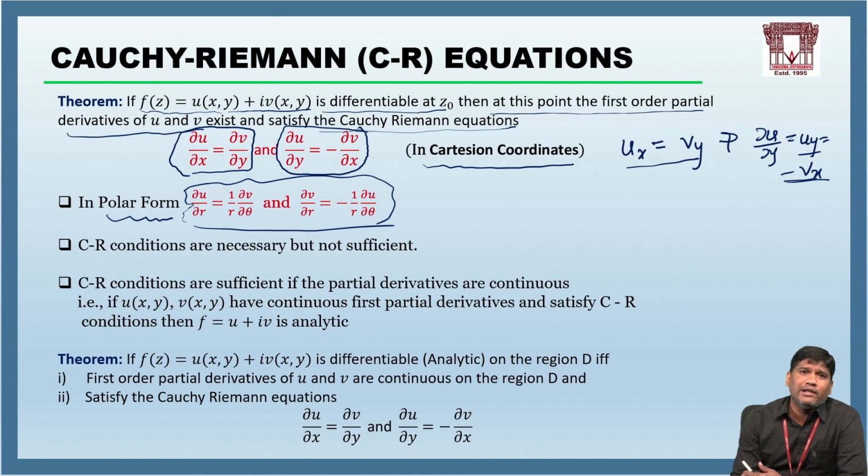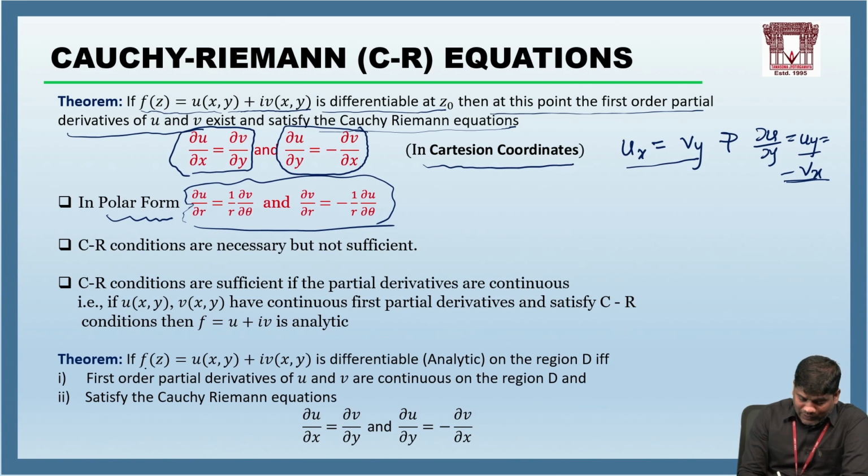That means if the function is analytic or differentiable at the particular point z or z naught, then the real and imaginary parts of the analytic function should satisfy the Cauchy-Riemann equations. The first order partial derivatives of the real and imaginary parts of the function, that means dou u by dou x, dou u by dou y, dou v by dou x, dou v by dou y, are continuous, and u and v satisfy the Cauchy-Riemann equations, then we can say the function is analytic.